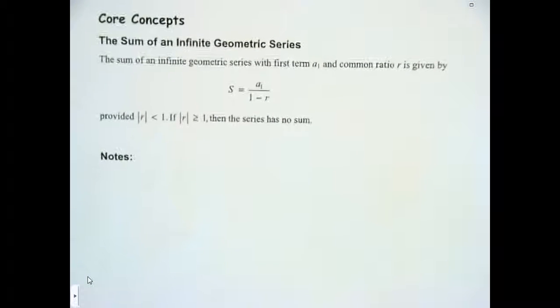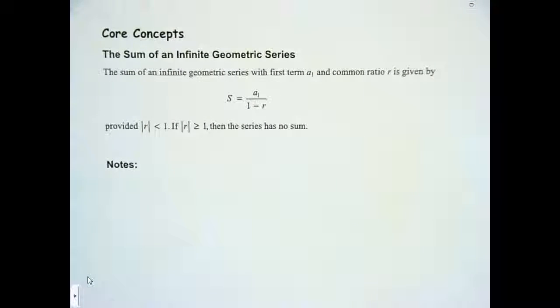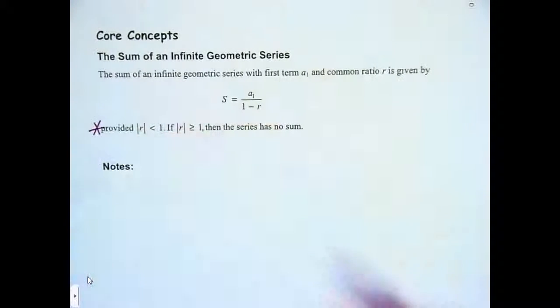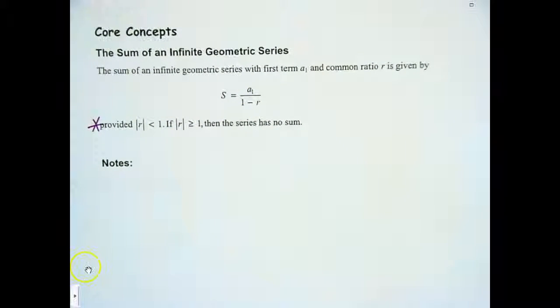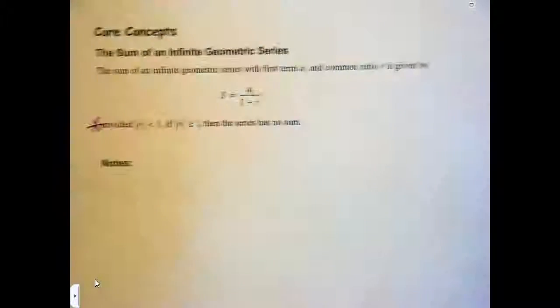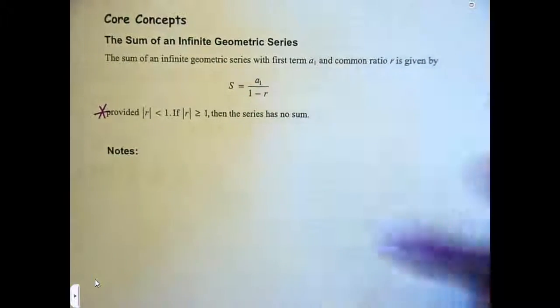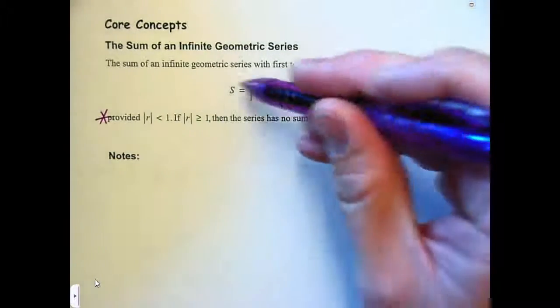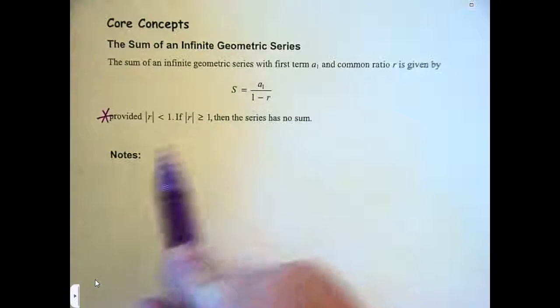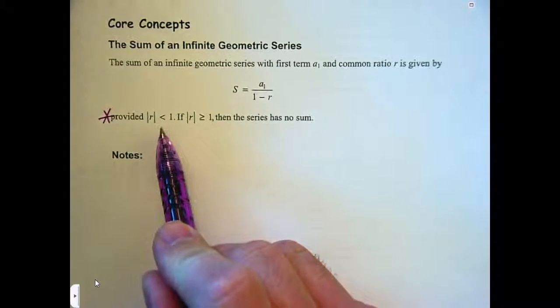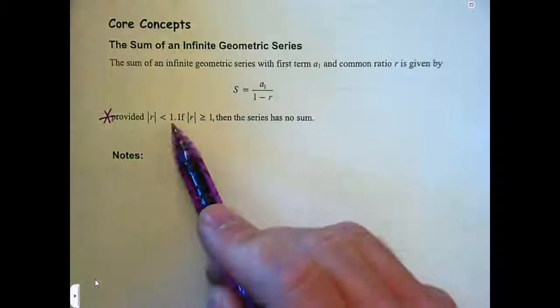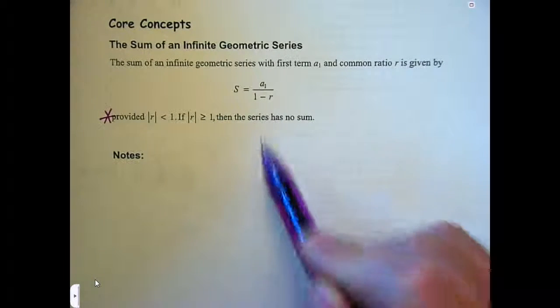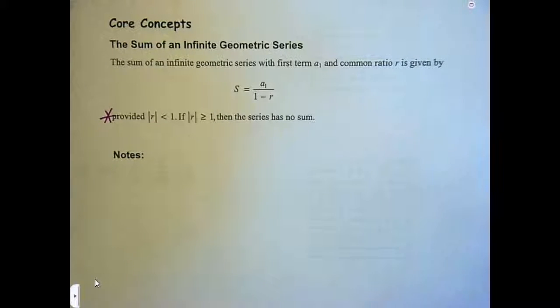So the sum of an infinite geometric sequence. Go ahead and look at page 233 of your student journal, and please note what it says right here. Maybe make some notes to yourself below that. The sum of an infinite geometric sequence with the first term a sub 1 and common ratio r, you have this. We just talked about that formula. But note the absolute value of r has to be less than 1. If it's greater than or equal to 1, then the series has no sum.